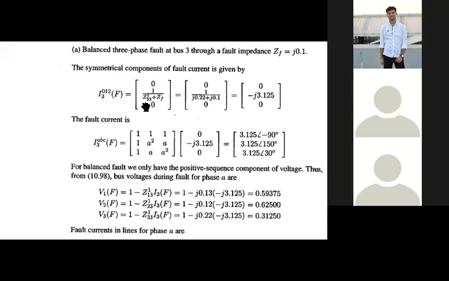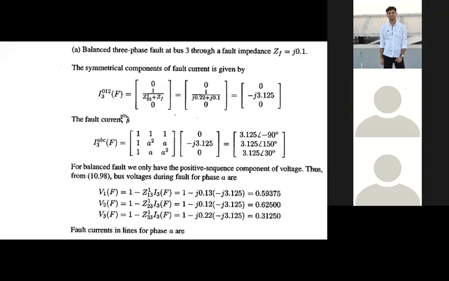And here you can see Z331, that is the bus 3 fault impedance in terms of positive sequence, and ZF. So only positive sequence current information will be there, the other, zero sequence and negative sequence, will be zero.